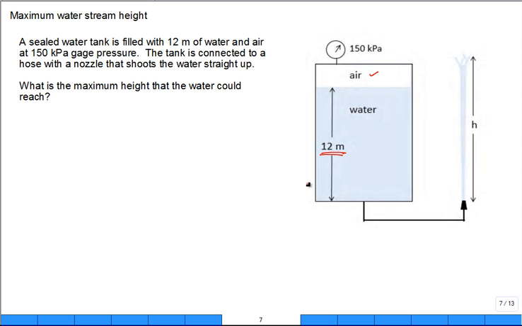And the tank is connected to a hose. So here's the hose. It goes like this. And at the end of the hose is a little nozzle, just showing you a nozzle. And that nozzle shoots the water straight up. What we want to do is predict the maximum height that the water could reach. What is H? It's not shown to scale, but you see what's happening there.